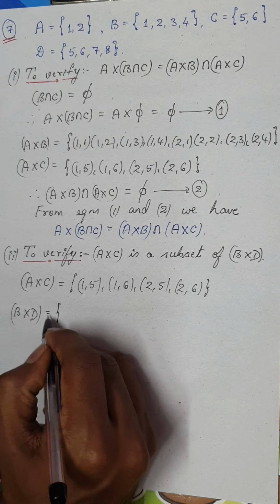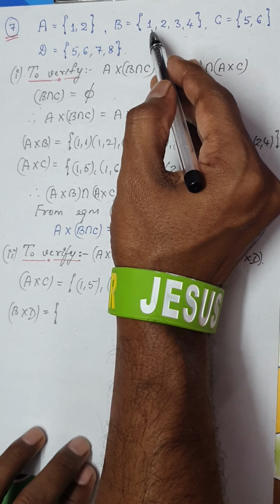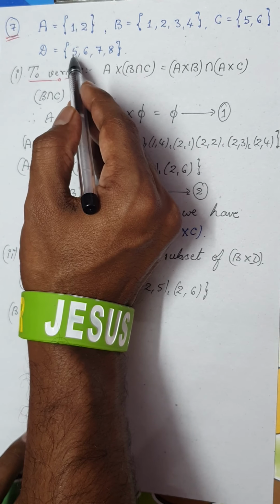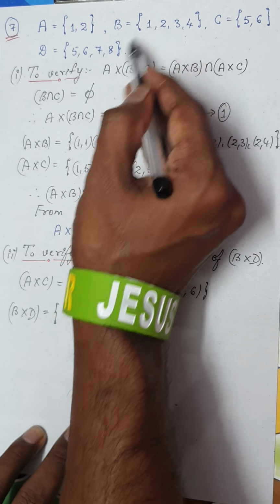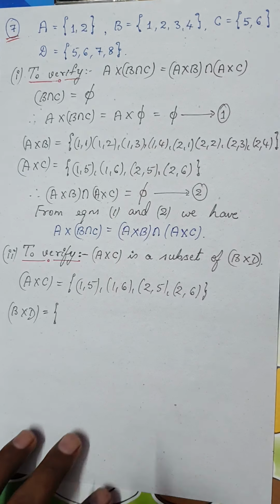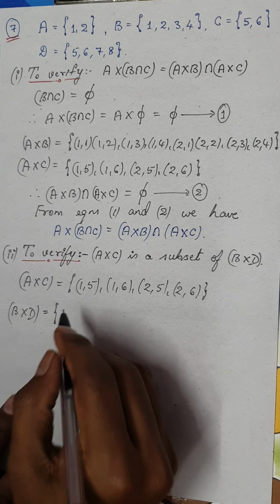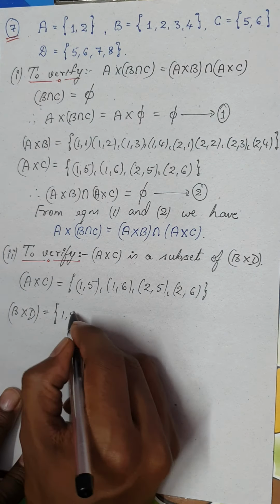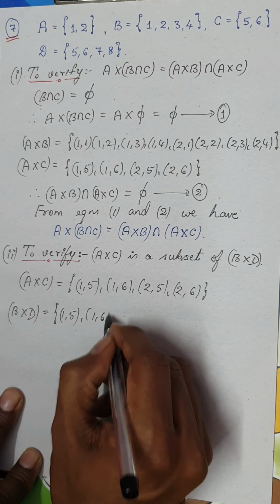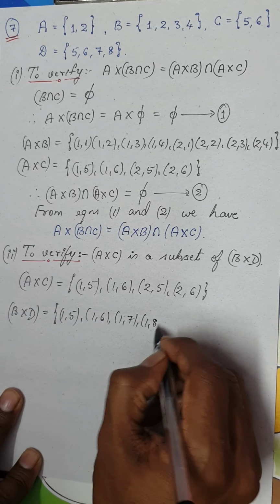Please be very careful. B cross D means you should always start with elements of B and pair with elements of D. So 1 will go on to 1, 5, 1, 6, 1, 7, 1, 8. Similarly for each element. You should not skip any element. So starting with B, 1, 5, 1, 6, 1, 7, 1, 8.